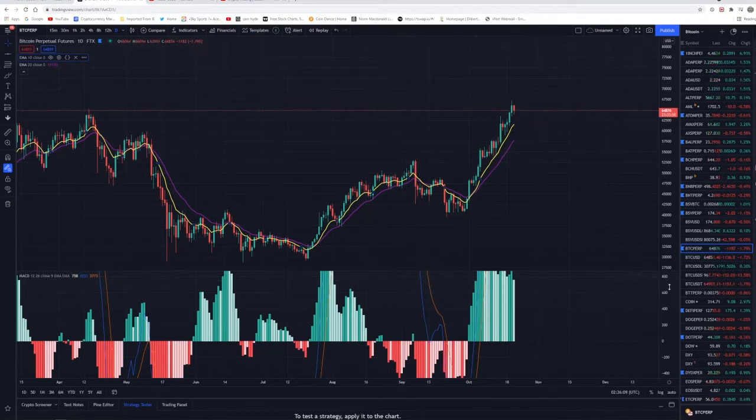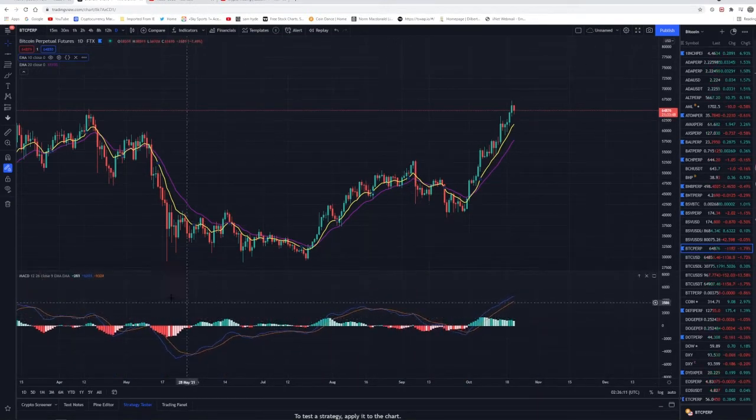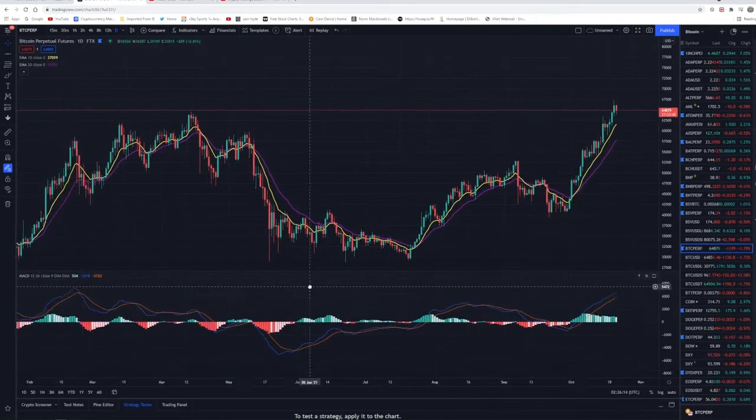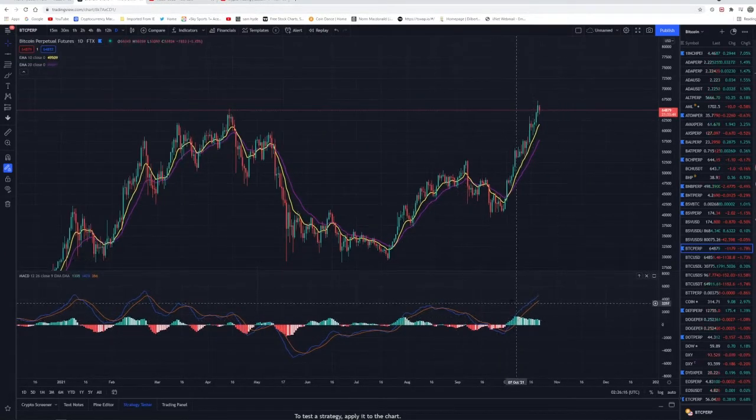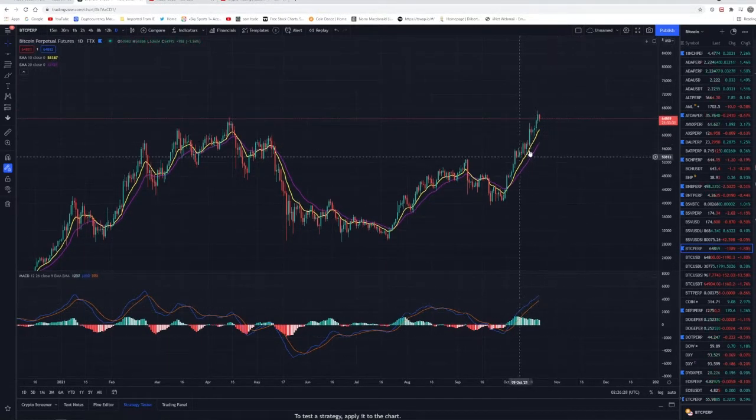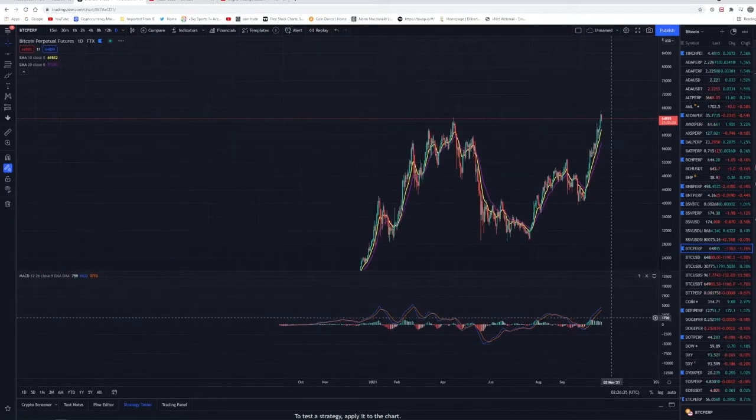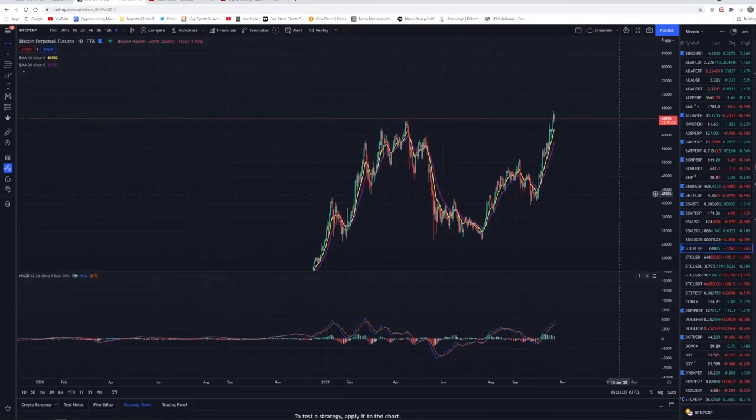Okay, and then the other indicator you're going to want to add is the MACD, and I'll just leave the default settings for that. All we want with the MACD is to make sure it's confluent with the price. So here you can see it is confluent with the price. If the MACD was going down while the price was going up, it would be divergent. So that's all we use the MACD for, to make sure it's confluent with the price.